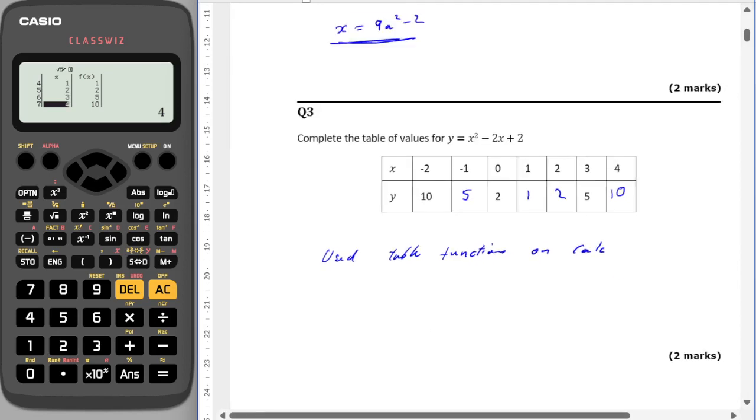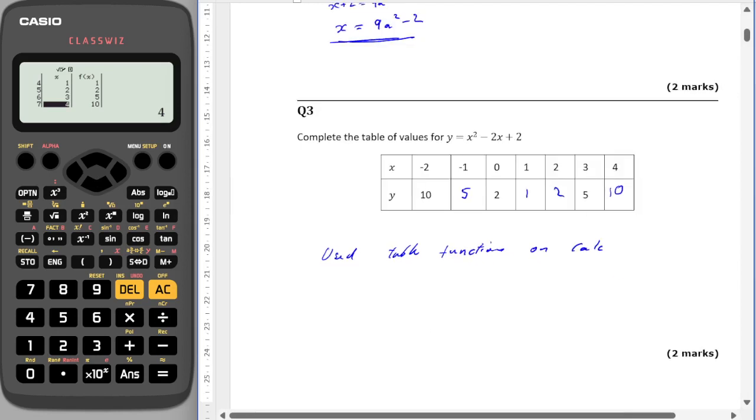There's nothing that says that you have to do that. You're unlikely to lose marks, but particularly if you're doing this in class, it would be a good idea just to show how you got your answers. It is a calculator paper. You'll never get penalised for using your calculator, but it's best to show what you're doing.